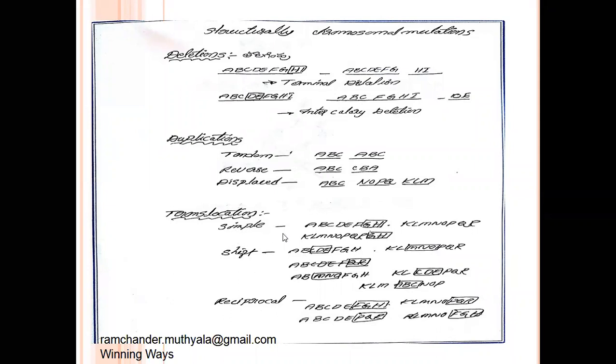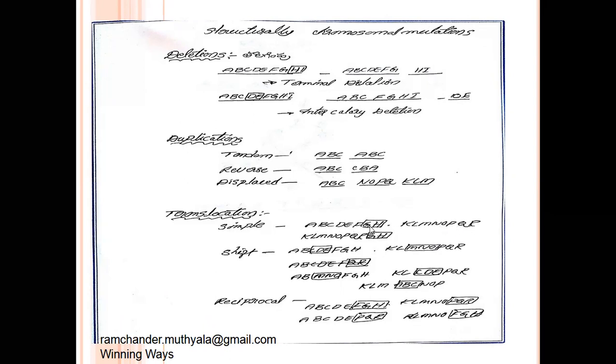Simple translocation means that between two chromosomes, genetic material is exchanged from one chromosome to another chromosome. Here it is, one chromosome containing A, B, C, D, E, F, G, H. These are the genes on the chromosome. Another chromosome contains K, L, M, N, O, P, Q, R genes. These are present on the other chromosome.